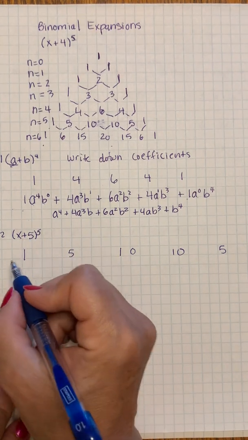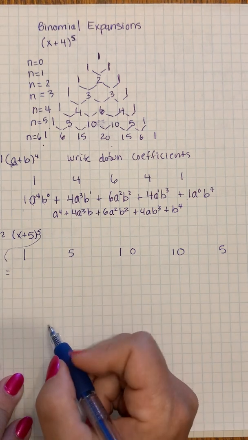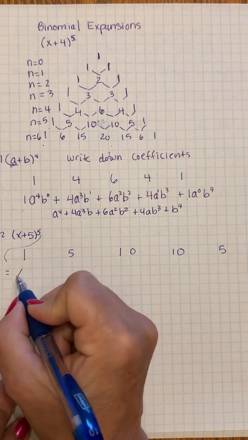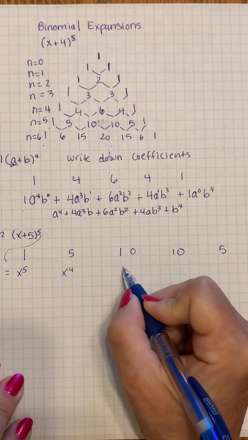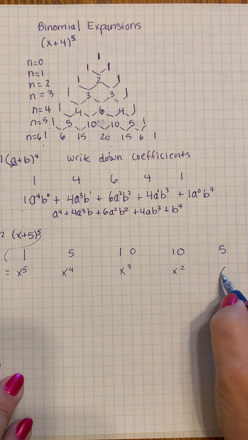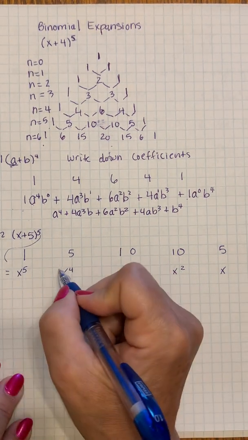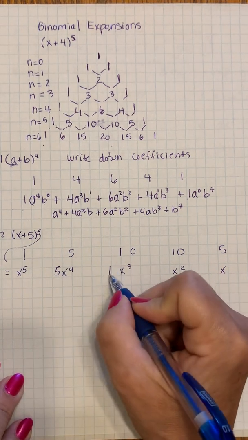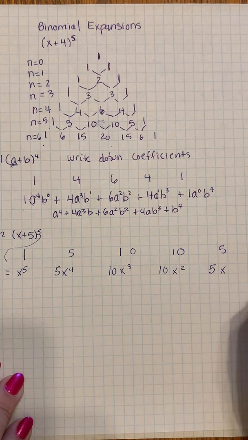So underneath here, I'm going to put an equal sign. I'm going to start out with x to the 5th. Then I could do x to the 4th, x cubed, x squared, x, no x's. And the 1 would come here, the 5, 10, 10. The order doesn't really matter as long as you stay consistent.